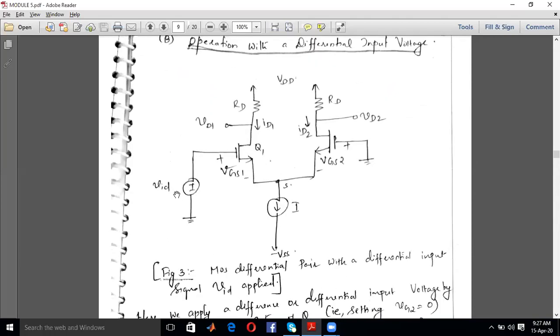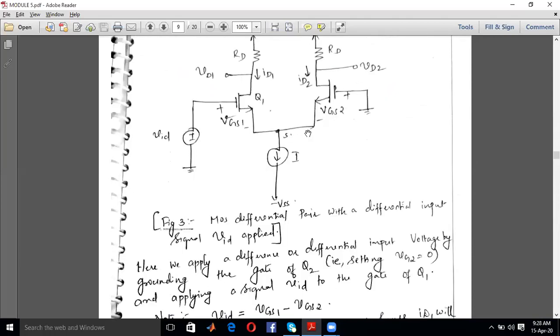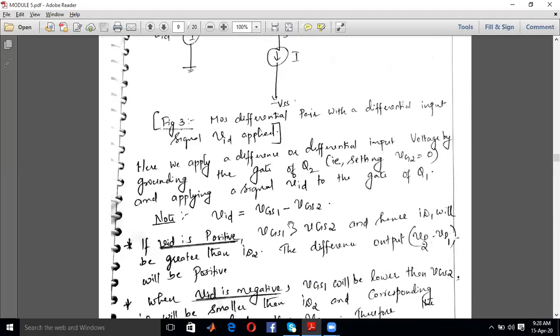VID positive means... I told you what VID is. VID is actually the difference in the input signals VGS1 and VGS2. So VID positive means you are giving a positive signal at the gate of transistor Q1, but a negative signal at the gate of transistor Q2. That is, VGS1 is highly positive compared to VGS2. Understood? I'll repeat: VID is the difference between VGS1 and VGS2.